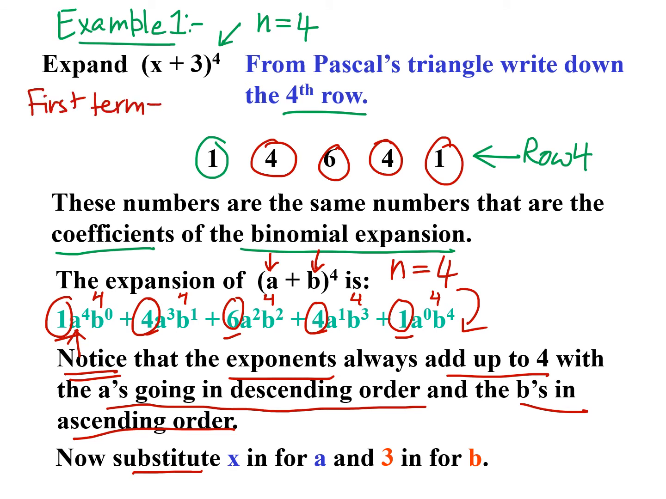First term is a equal to x. Second term is equal to b, which is 3 here. So just substitute wherever there is a, you put x, wherever there is b, you put 3. So let's see what we get after we simplify.